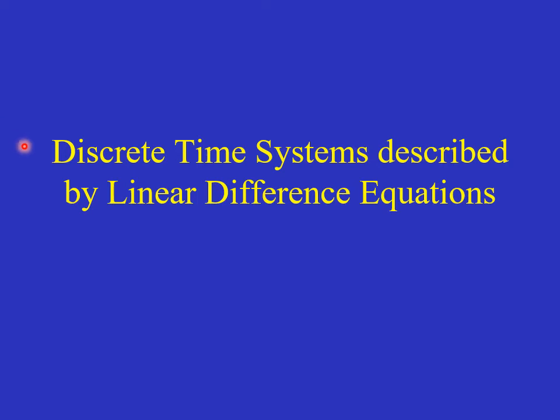Okay, so for this last half of the video, we're going to switch gears and turn to discrete time systems. Discrete time systems are described by linear difference equations. The key word here is that it's not a differential equation, which is continuous time. In discrete time, we call it a linear difference equation. So we're going to learn how to represent a discrete time system using a linear difference equation, and how to solve linear difference equations.